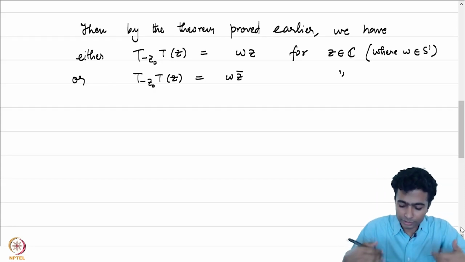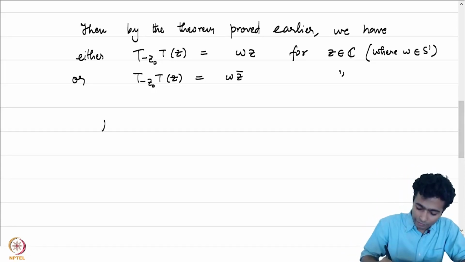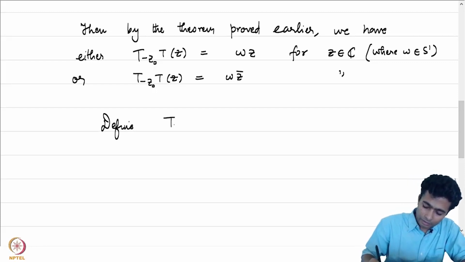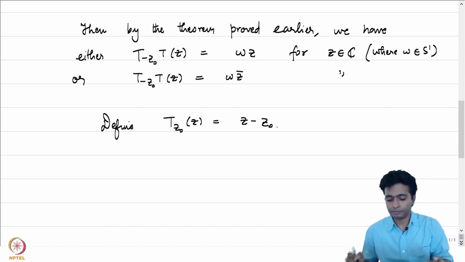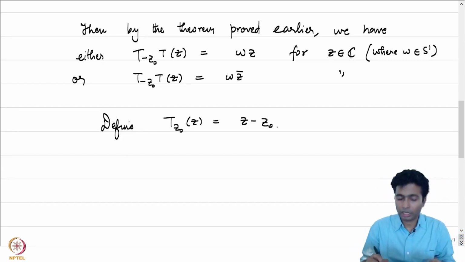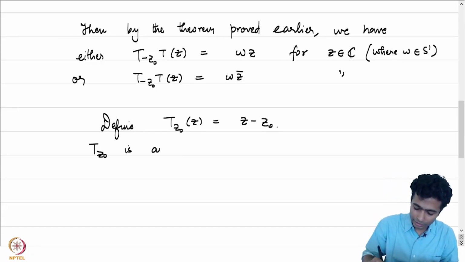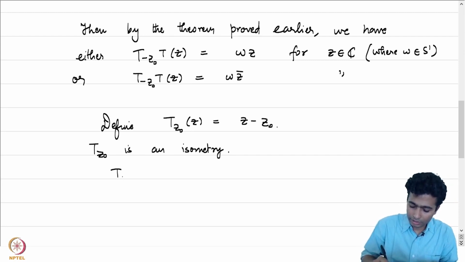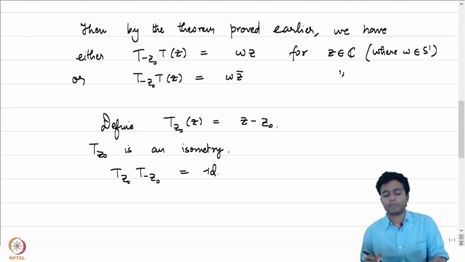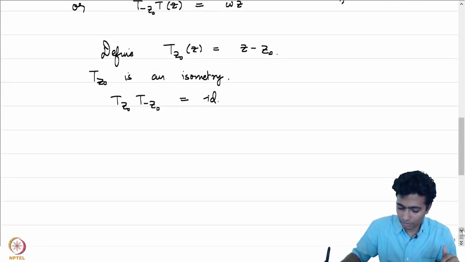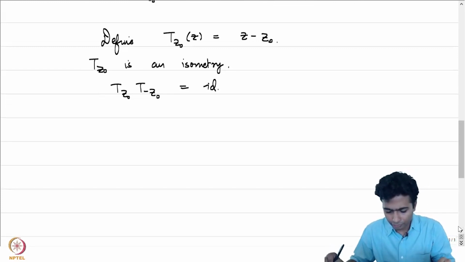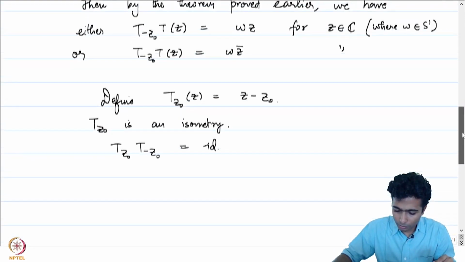Let's now look at what is T z0. So define T z0 of z to be equal to z plus z0. So this is again a translation map. This is an isometry, and further T z0 composed with T minus z0 is equal to the identity map. I should just check that this is indeed getting satisfied. They are quite straightforward.